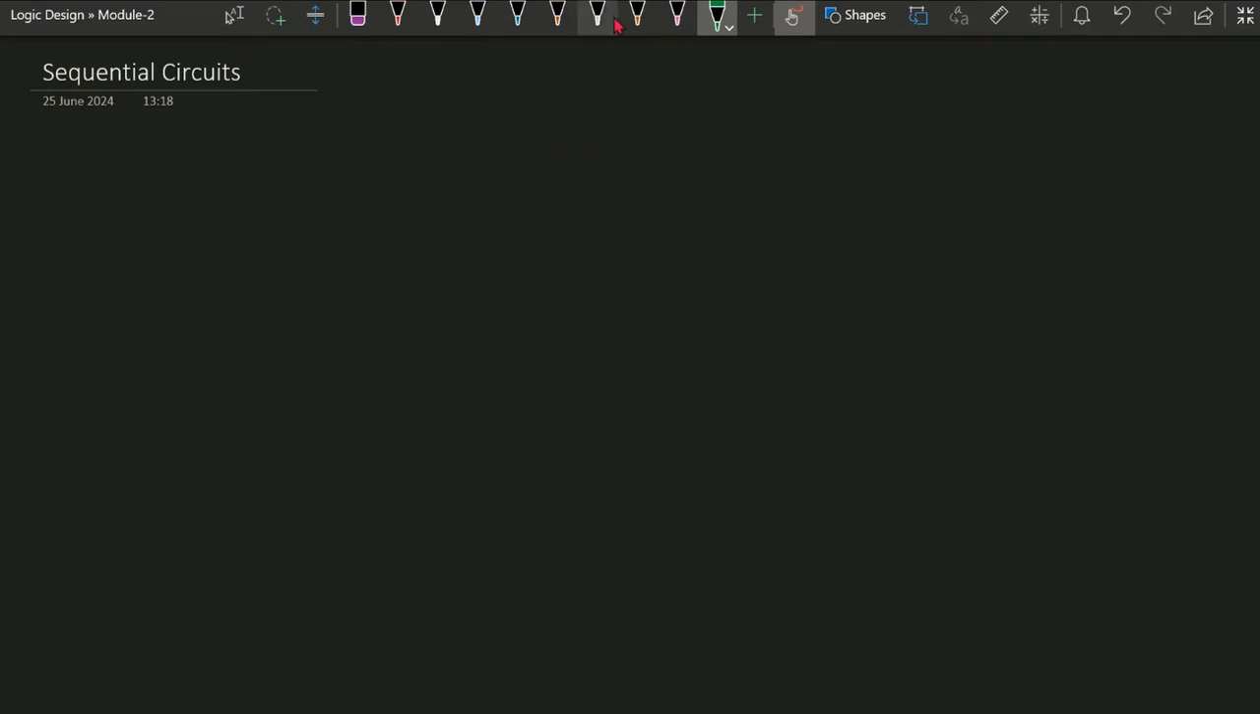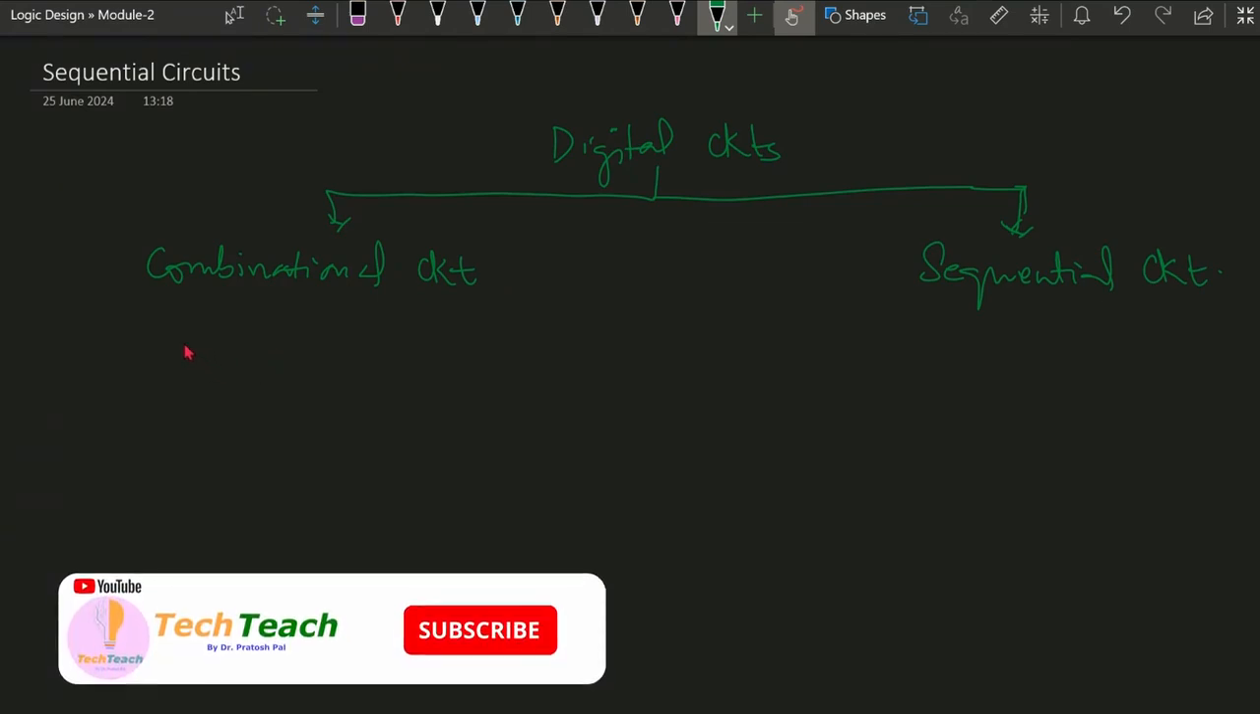If we talk about the basic digital circuits, they can be categorized into two categories. One is considered to be combinational circuits, another one is sequential. So if we talk about the combinational and sequential circuits, the basic definition we have already gone through.